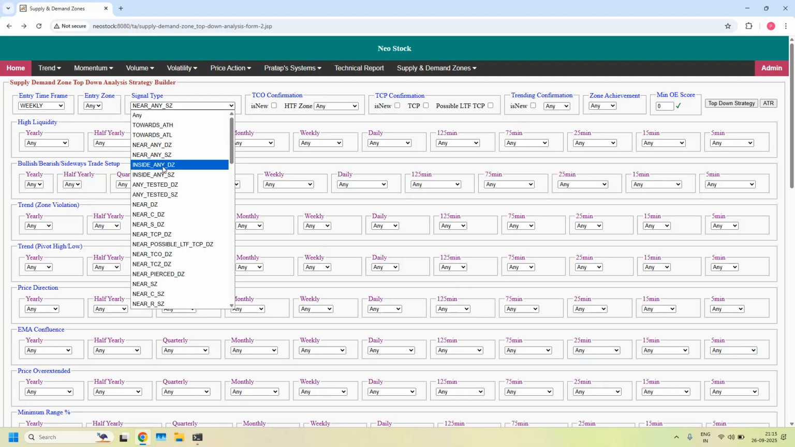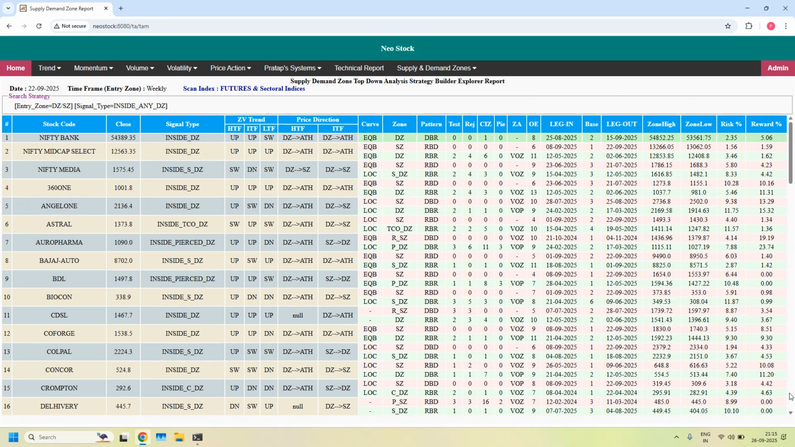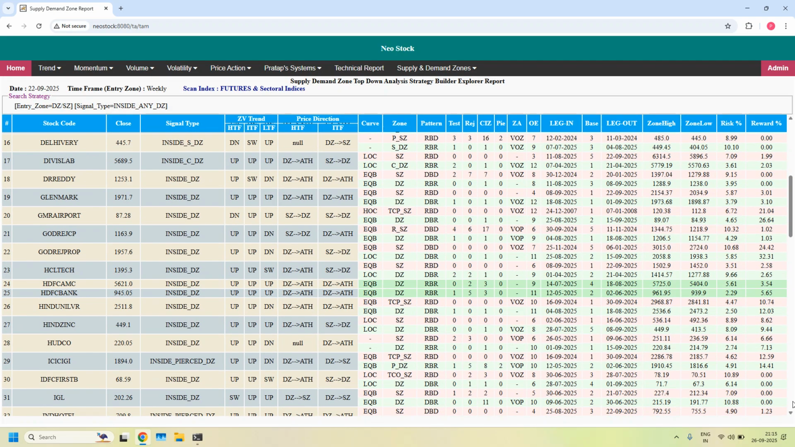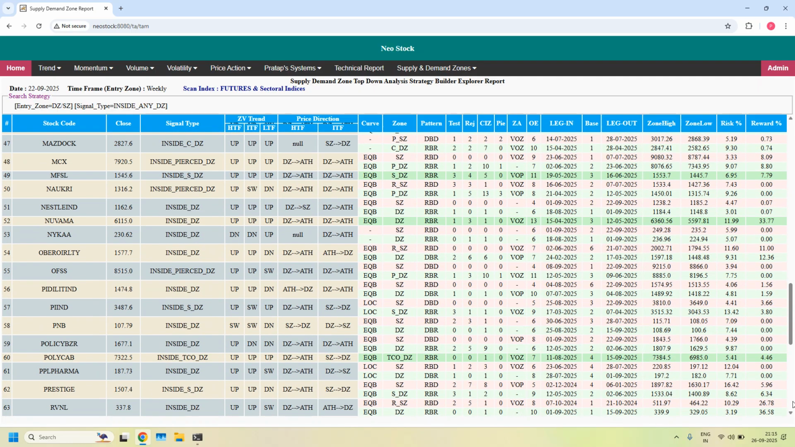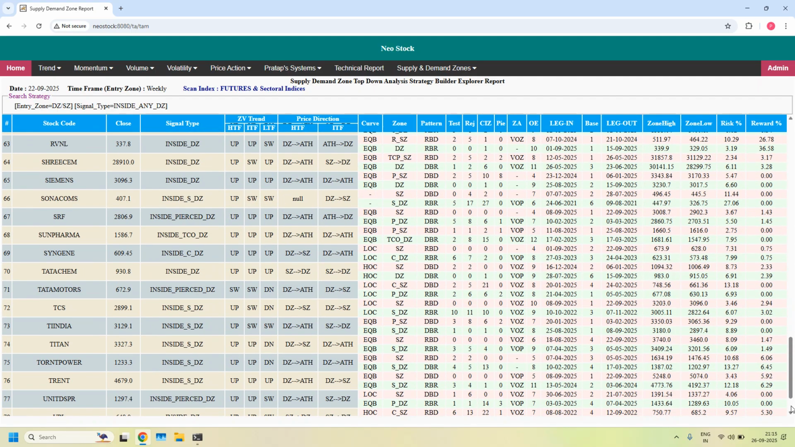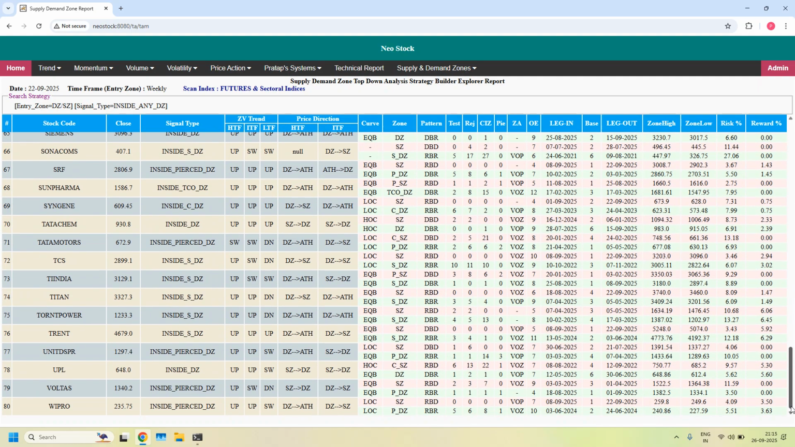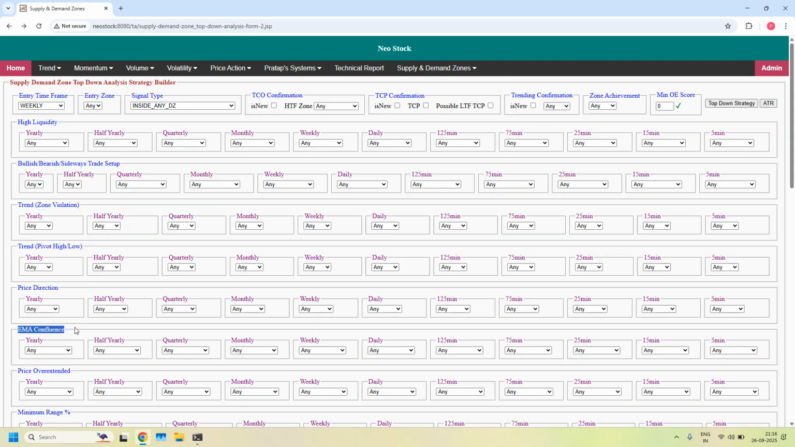Next, price closed inside the weekly demand zone. First 16 stocks in the list. Scrolling the list down. Total 80 stocks are filtered. We can further filter this list based on weekly demand zone having weekly EMA confluence. And also trend on the weekly should not be sideways. It can be up or down.